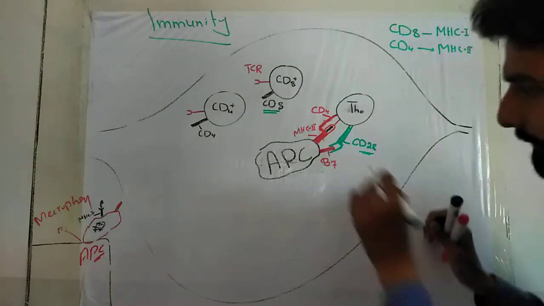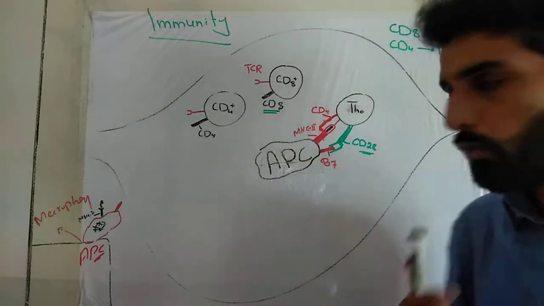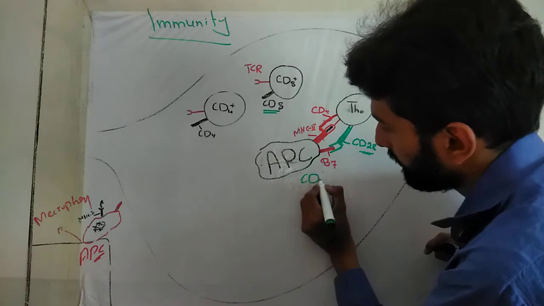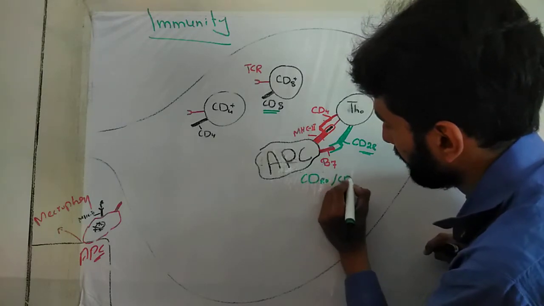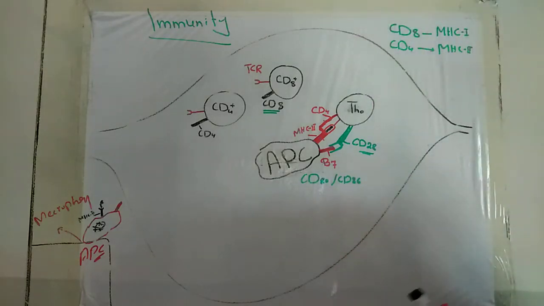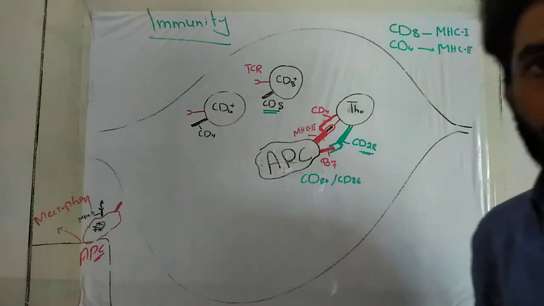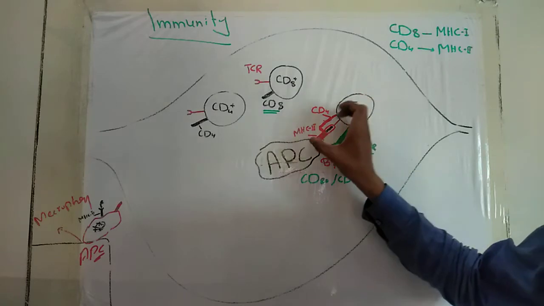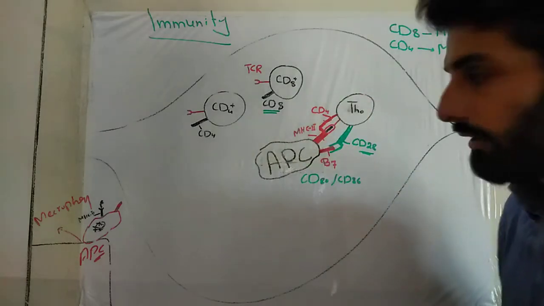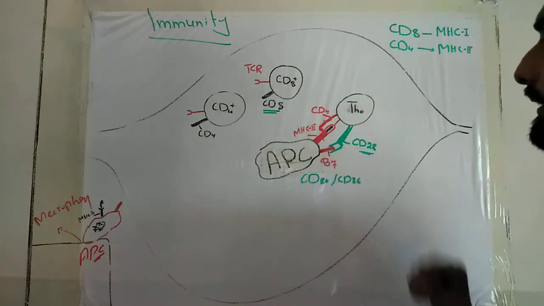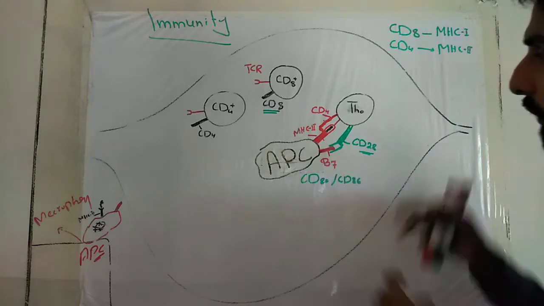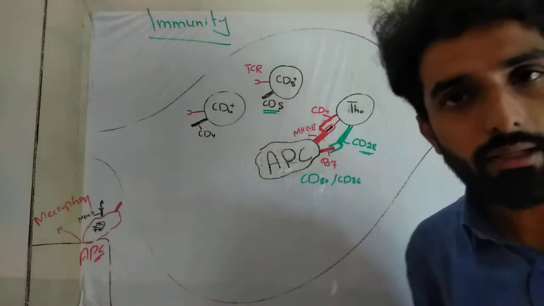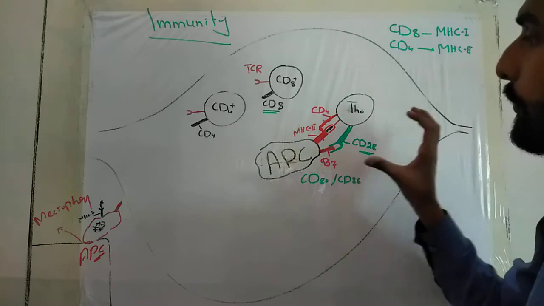B7 protein is basically a complex of two proteins. One is CD80 and the second is CD86. So now these are the co-receptors. So in the stage 1 reaction the major proteins were involved, and in the stage 2 reaction the co-receptor proteins are involved and they are getting attached with each other. So this is the stage 2 reaction.